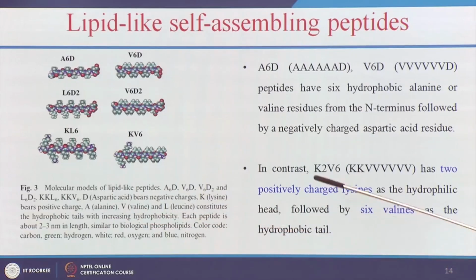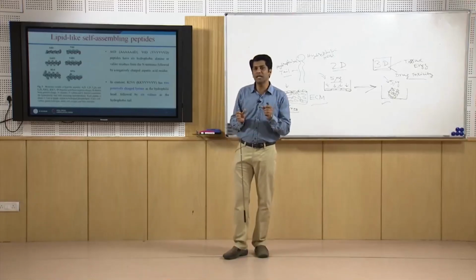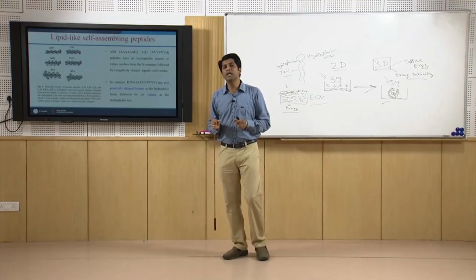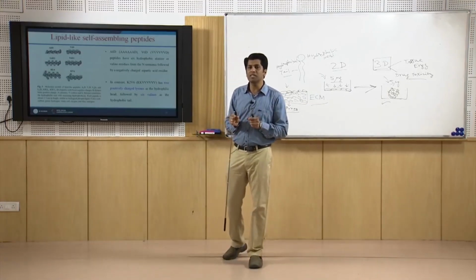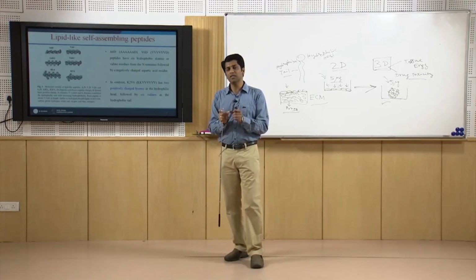When compared to K2V6, that means it has 2 K and 6 valine. It has 2 positively charged lysines. Here you have only one head, and here you have 2 positively charged lysines as the hydrophilic head, followed by 6 valines as the hydrophobic tail. So we can make lipid-like peptides using different kinds of heads and tails, and by simply changing the amino acid composition, we can extend or shorten the size.